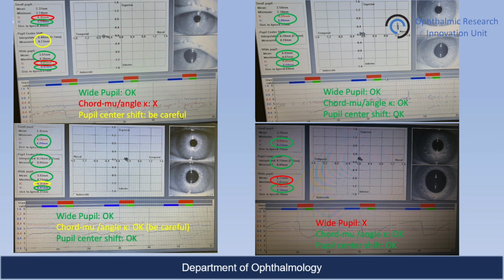In these photos, we can see 4 examples of pupillometry, in which we assess the pupil size in mesopic light conditions, the angle kappa, and the pupil center shift. In each case, these 3 pupillometry parameters are carefully characterized as approved or not, and taken into consideration to decide if a patient is a suitable candidate for multifocal IOL implantation. If pupillometry is prohibitive for the implantation of a multifocal IOL, then we can consider the implantation of a monofocal or a monofocal plus intraocular lens.